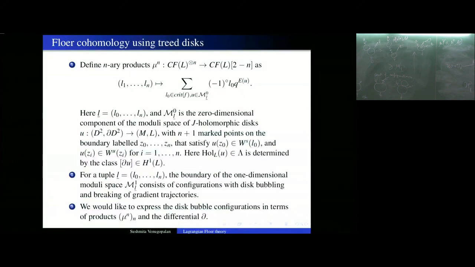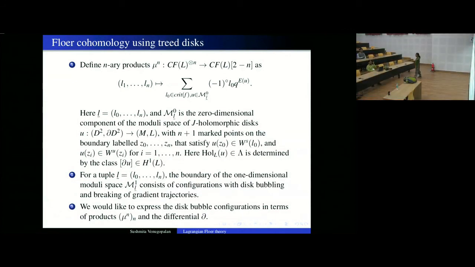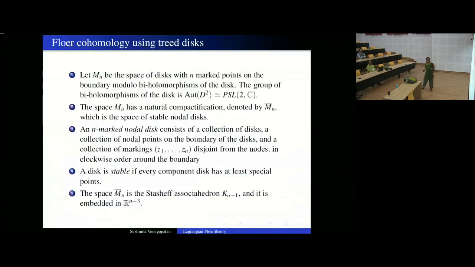So if I manage to replace, instead of nodal disks, a broken gradient flow trajectory, then I can express my contributions in this way. So what I need to do is change my domain. Earlier my domain was the moduli space of disks with marked points. Now I'm going to do something different, but before I do that, let me quickly go over what this moduli space of disks with marked points is.